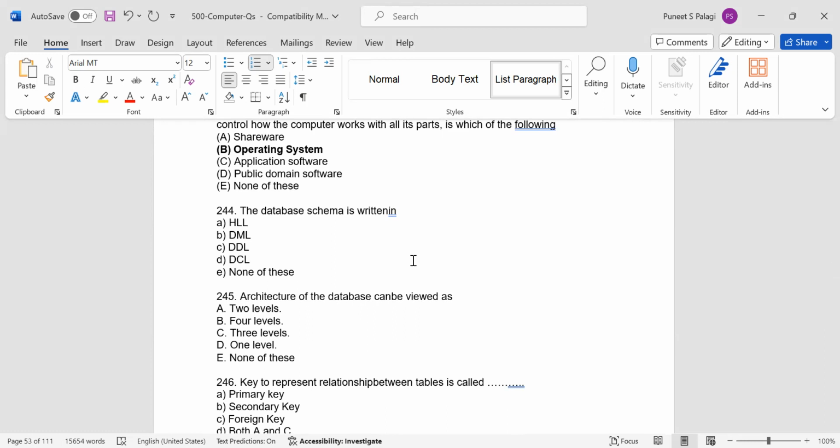The next question: the database schema is written in. Is it data manipulation language? Is it data definition language? The database schema is written in data definition language.